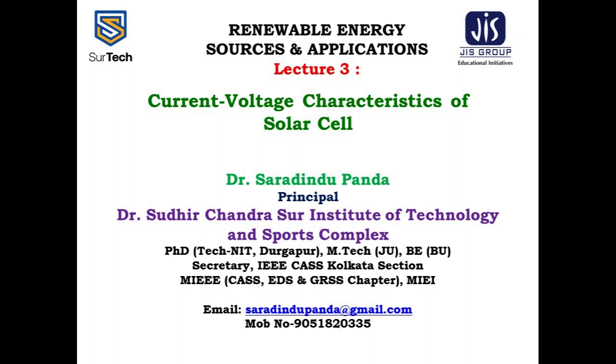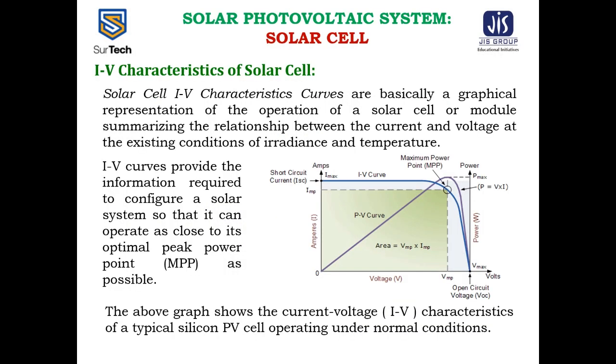Myself Dr. Saradindu Panda. Today I will discuss the IV characteristics of solar cell. The IV characteristics of solar cell are basically a graphical representation of the operation of a solar cell or module, summarizing the relationship between the current and the voltage at the existing conditions of the irradiance and the temperature.